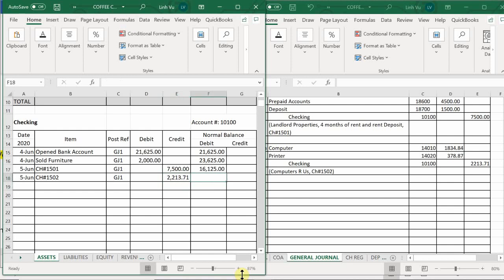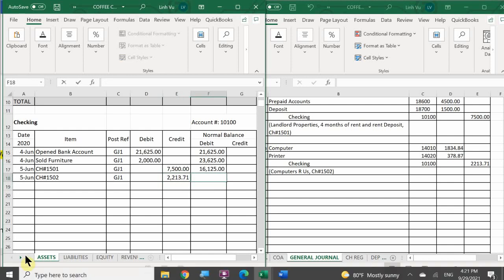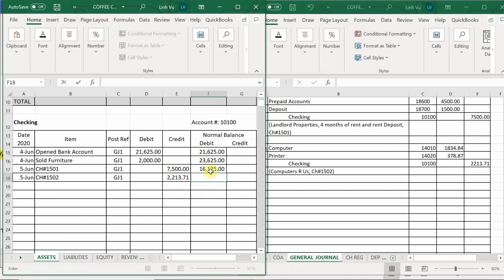2,213.71. Good. So if I spent more money, how much should be my total account balance? Let me see one second. 16,125 minus 2,213.71. So it is 13,911.29. Good. Yep. So that's how much money I should have in my bank account.